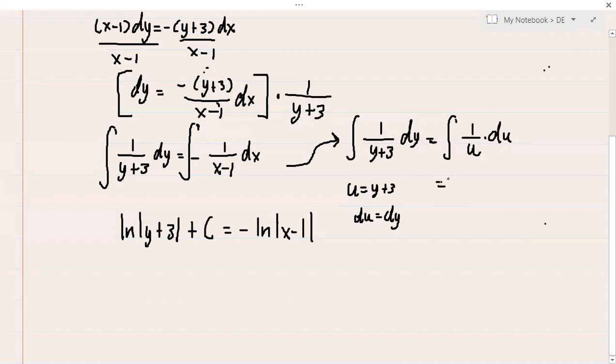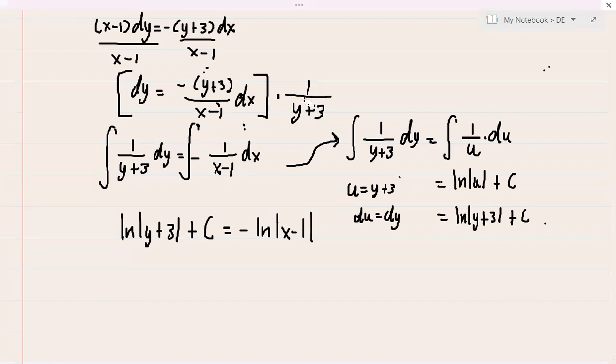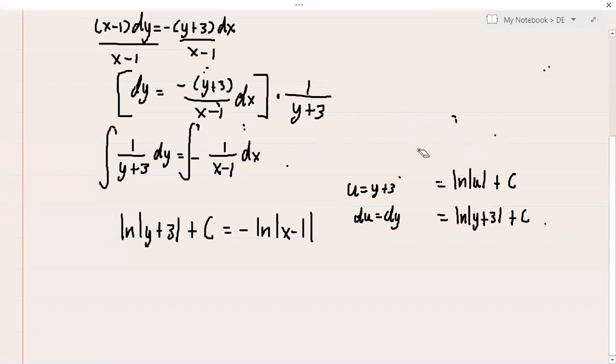So, anong integral ng 1 all over u? This is ln of u, di ba? Tapos may plus c. So, ano si u? Si u, di ba, si y plus 3 pa rin. So, we will have ln of y plus 3. Okay? Plus c. That's the same thing I did here dito sa 1 all over x minus 1. Ganon din yung ginawa ko. Alright? So, now let's go back. So, yep, ito na yung final sagot nyo.